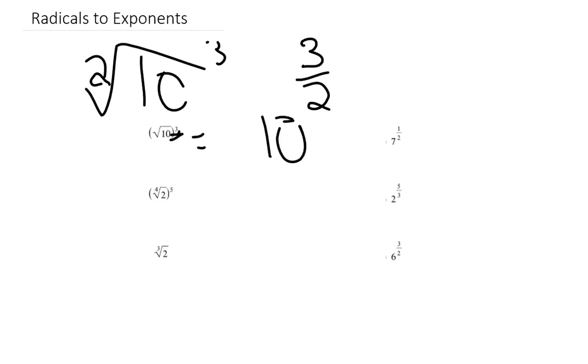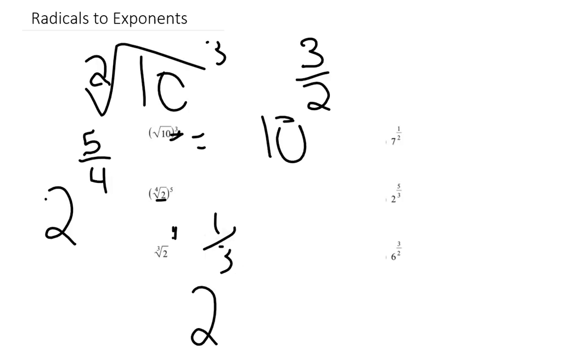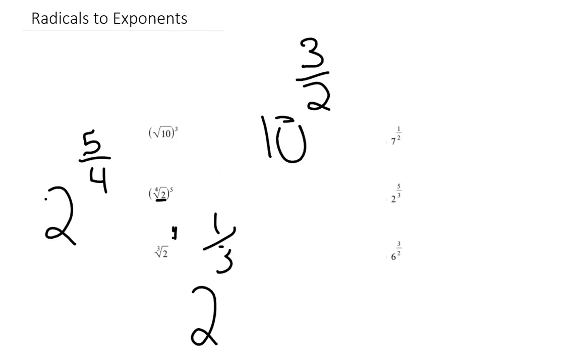Same thing for the one below it. My 2 is my base, so I'm going to write 2. My 5 will be my numerator. My 4 will be my denominator. And then for the third root of 2, I will put 2 as my base. There's a 1. I can assume it's to the first power, since it's not there, it's assumed. And then my pivot will be my 3, so it'll be to the 1/3 power. So I can rewrite them.